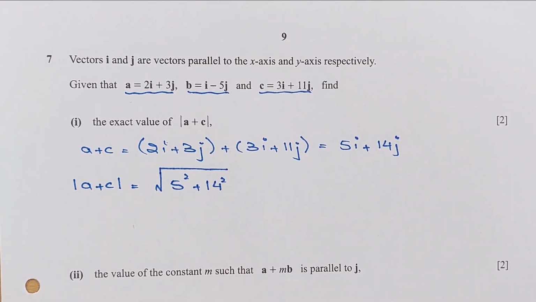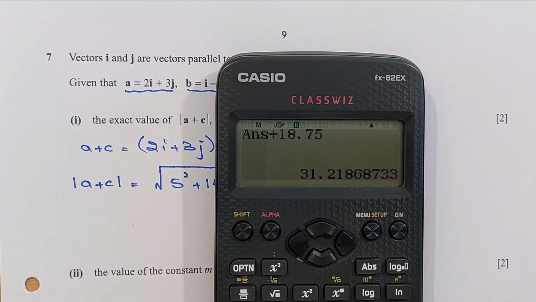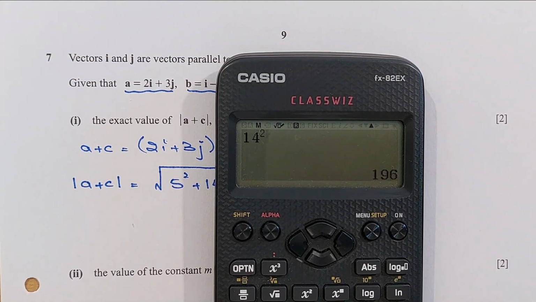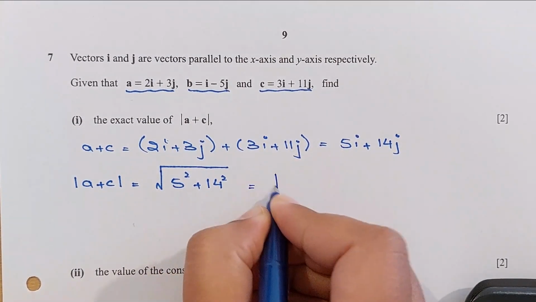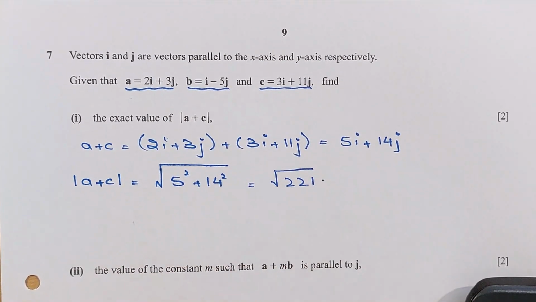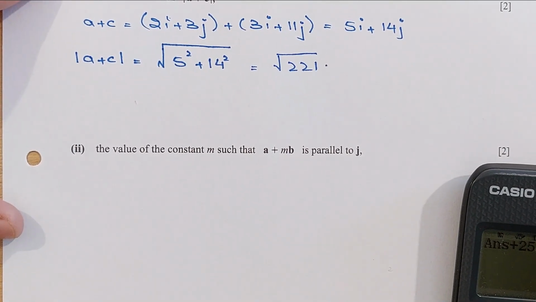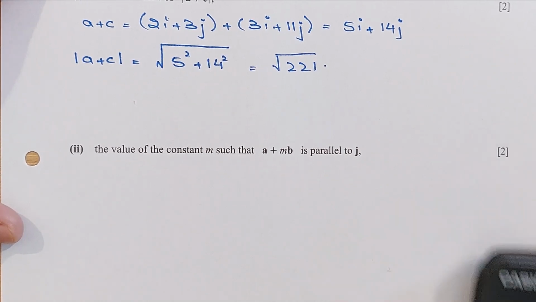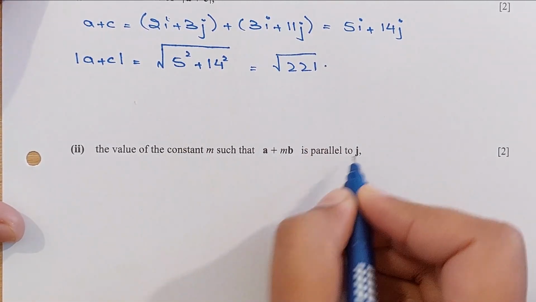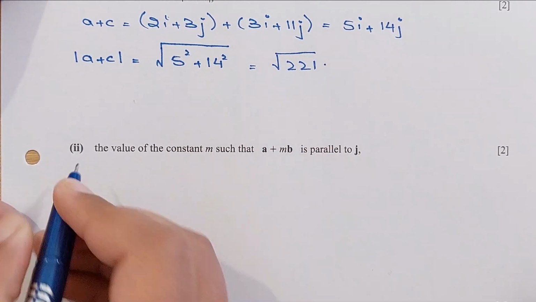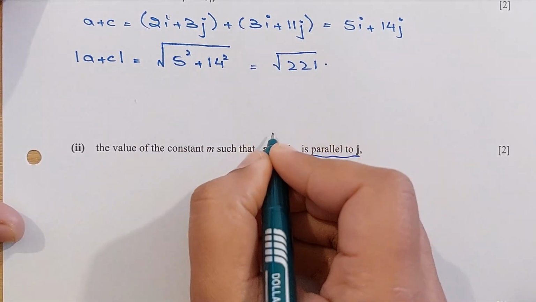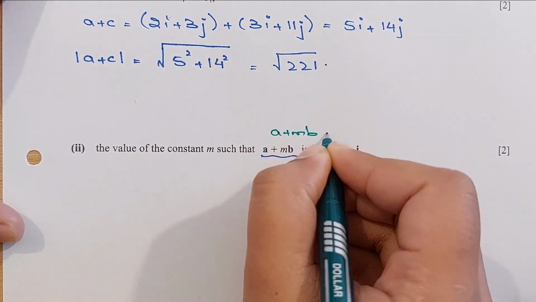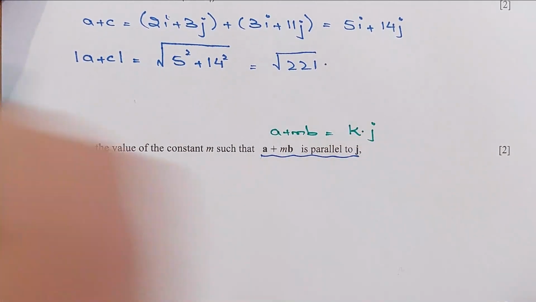We will get the exact value, right? So 5 squared is 25 and 14 squared is 196, plus 25 is the square root of 221, right? Now for the second part, the value of the constant m such that a plus mb is parallel to j. When two things are parallel, it means this is some constant times j. So we can write that when they are parallel, a plus mb is equal to some constant times j, right?